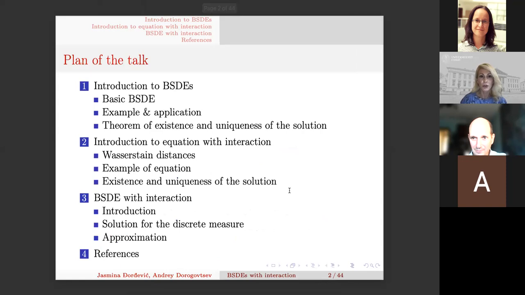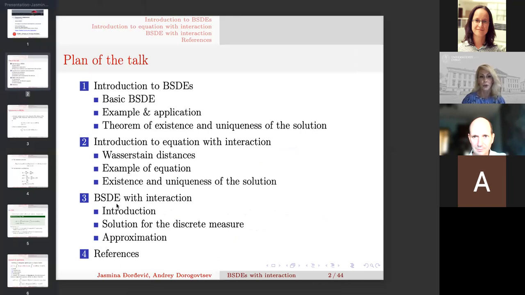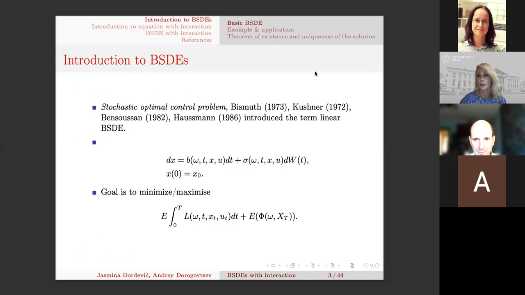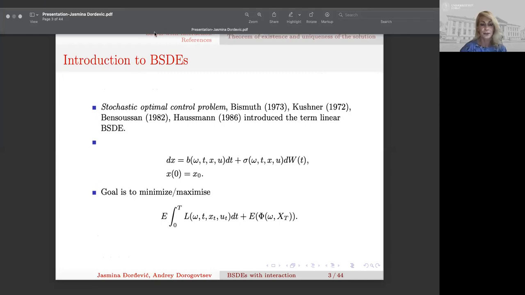My talk will consist of 3 parts, where in the first 2 parts I will give some preliminaries about backward stochastic differential equations, shortly called BSDEs, and the equations with interaction in general. And then I will present the main idea for BSDE with interaction. Maybe some of you will be familiar with the results from the first 2 parts, but because the ideas are repeating, I will say the line of the proof and the ideas.